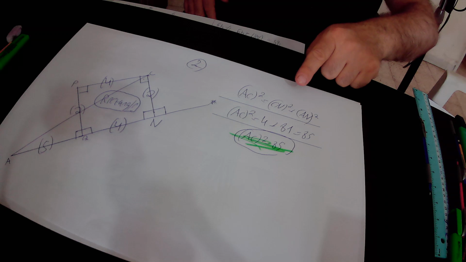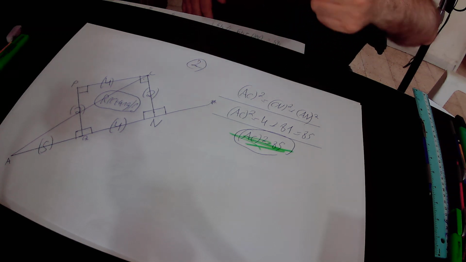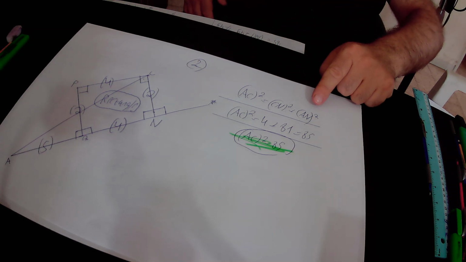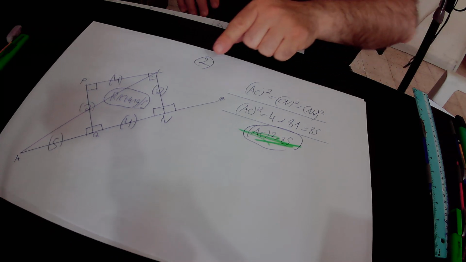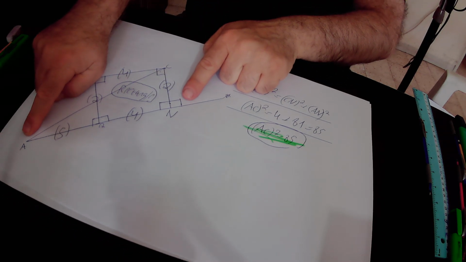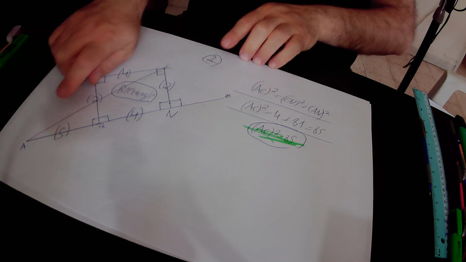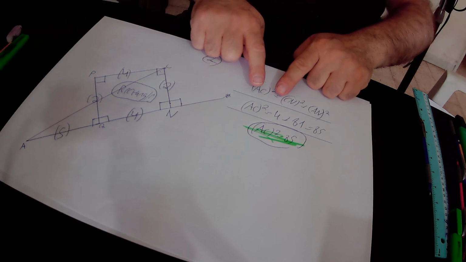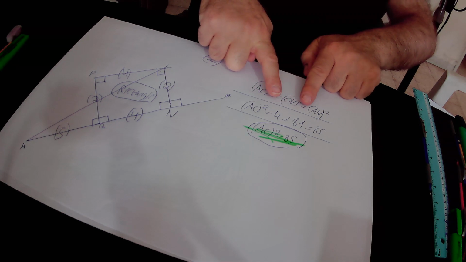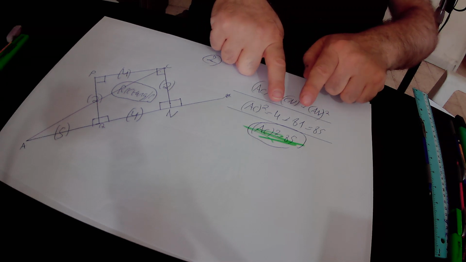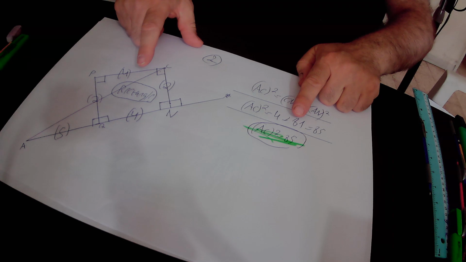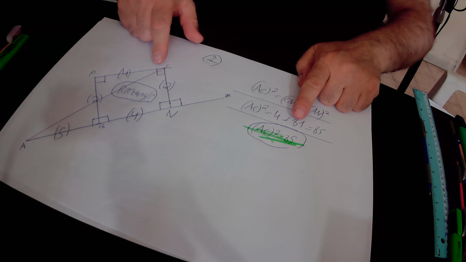So AC square equals CN square. CN is 2, therefore CN square is 2 square, that is 4, plus AN square. AN in total equals 5 plus 4, that is 9. Therefore AN square is 9 square, that is 81. So we found out that AC square equals 4 plus 81, that is 85. So AC square, that is the square of the hypotenuse of this right triangle, equals 85.